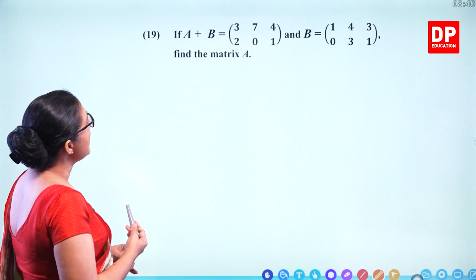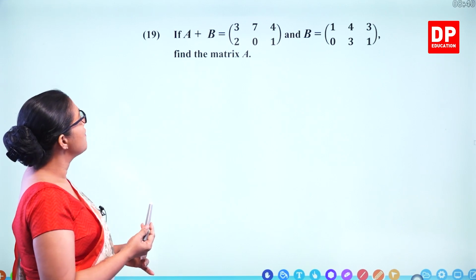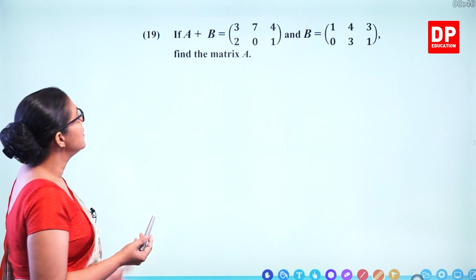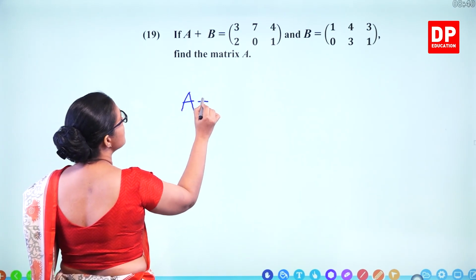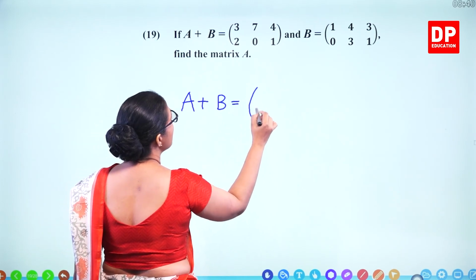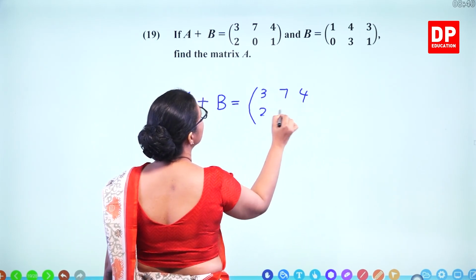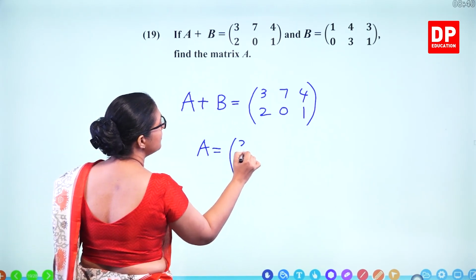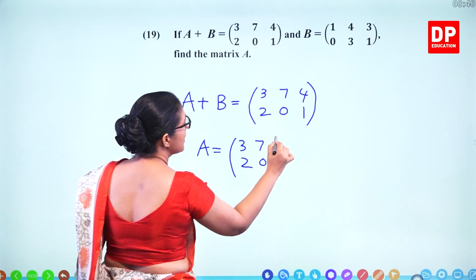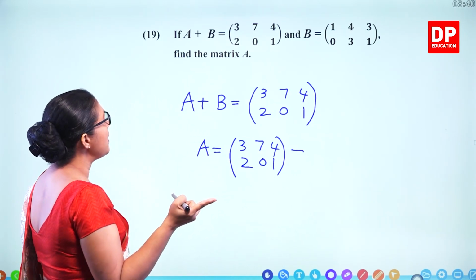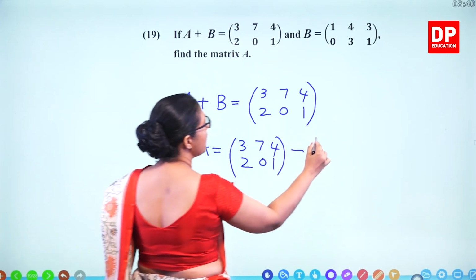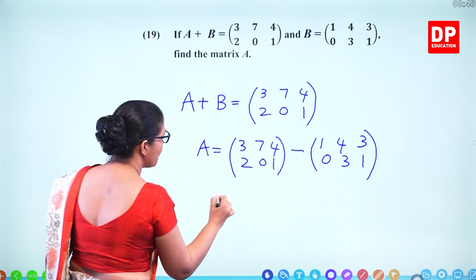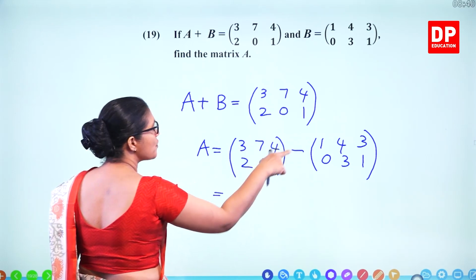Question number 19. A plus B is given and B is given. Find the matrix A. So you need to have the same size, same order to add. So A plus B is equal to this. So what's A? A is this value, subtract the matrix B. Matrix B, you can write as 1, 4, 3, 0, 3, 1. When you subtract, you are subtracting corresponding elements.